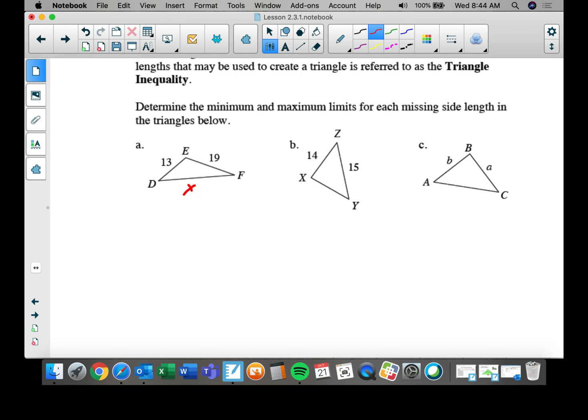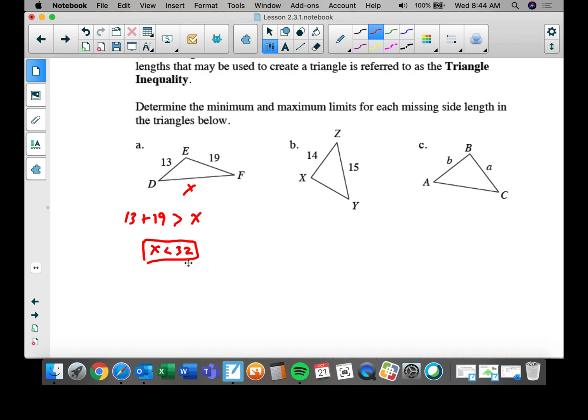Let's assume that 13 and 19 are the 2 shortest sides. That means 13 plus 19 has to be greater than X. Okay? So in this scenario, if I add those 2 up, 13 plus 19 ends up giving me 32. So if I switch this inequality around, that tells me that X has to be less than 32. Otherwise, I will not have a triangle. So there's my maximum value.